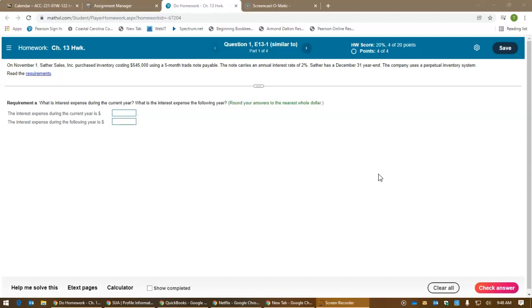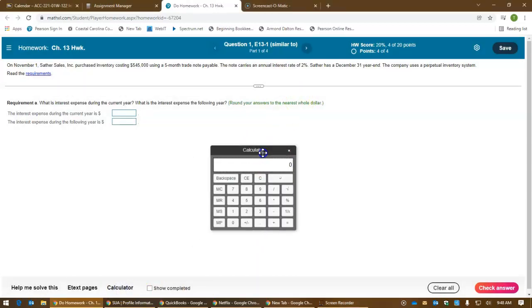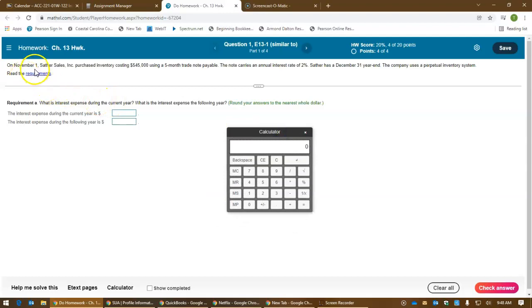So in requirement letter A, it says, what is the interest expense during the year? And the next question is, what is the interest expense the following year? So we can pull up the calculator, and if you notice the date, year end is on December 31st. The company signed this note payable on November 1st. So for year end, how many months of interest should we recognize as interest expense? Count November, you count December, so 2.